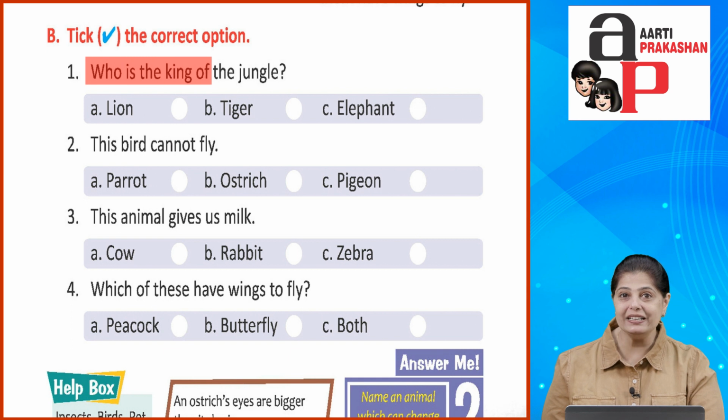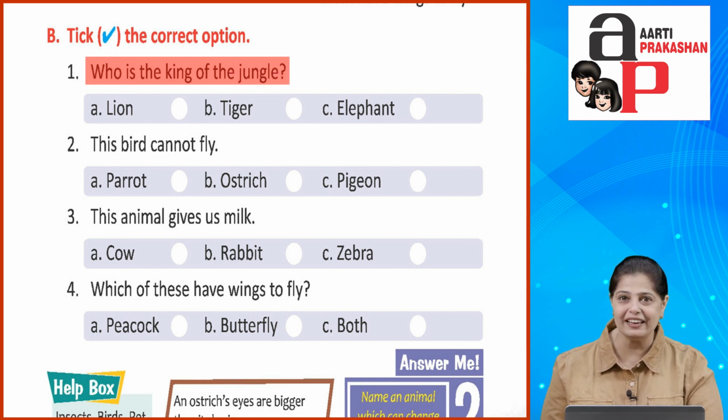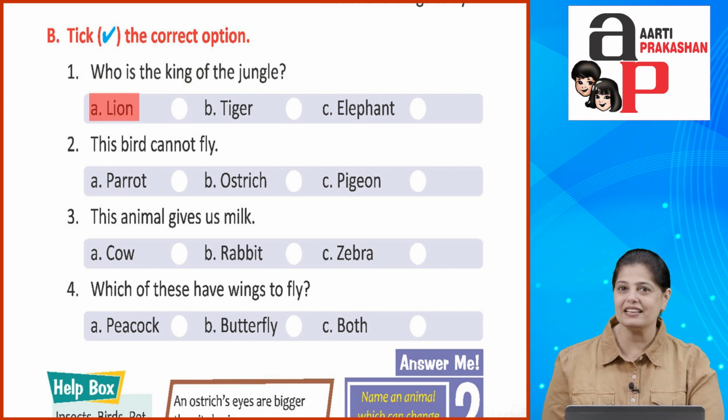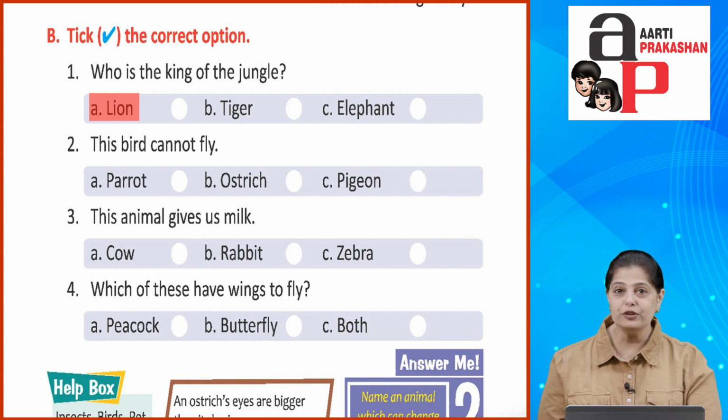Children, who is the king of the jungle? बताओ जंगल का राजा कौन है? Who is the king of the jungle? Lion, tiger or elephant? That's right, it's the lion. Lion is known as the king of the jungle. Have you seen the movie Lion King? Isn't it a beautiful movie to watch?